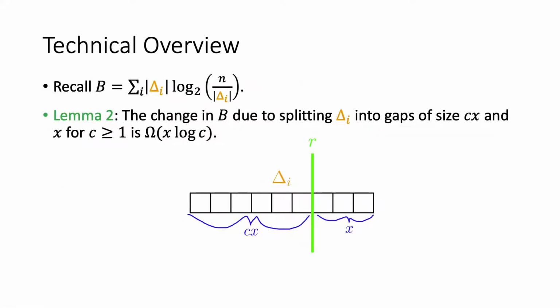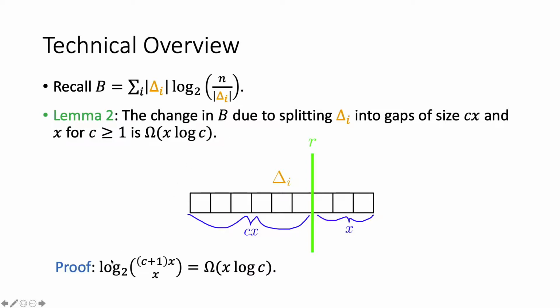Okay, now we can consider what needs to happen on our queries when we're doing these gap splits. And so here we have that the change in B due to splitting delta I into gaps of size Cx and x, for C greater than or equal to 1, is omega of x log C. I've defined it in this way just to try to make this bound as clean as possible.